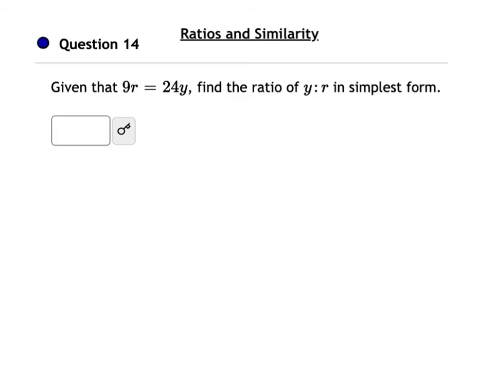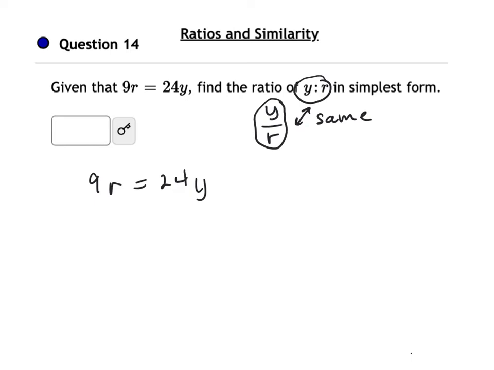Question 14. Students always have trouble with questions like this, but it's just a matter of creating what you need using your equation solving skills. Understand the ratio of y to r means you want to create y over r. When I look at 9r over 24y, remember I want y on top and r below. There's my y, it's on top. This is over 1. I want r below. So what I'm going to do is divide by r. Now I have y over r.